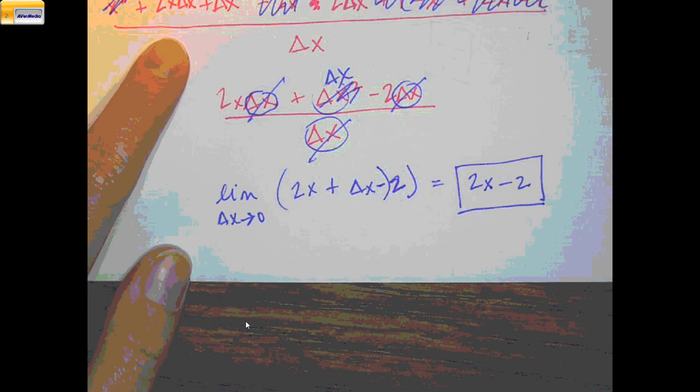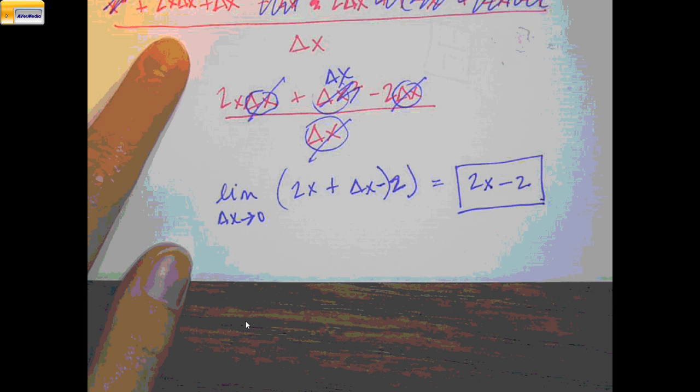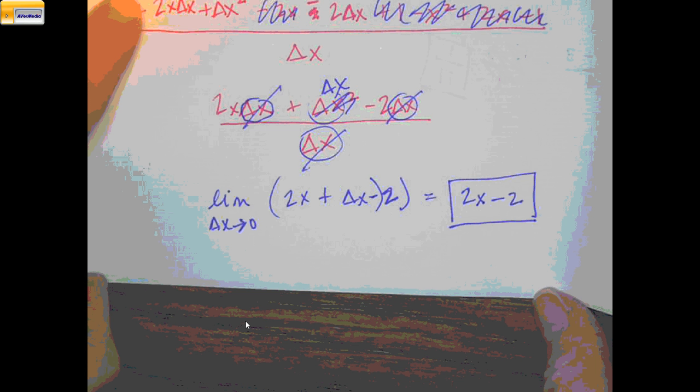Everybody okay with that? Because it needs to be. So delta x, the change in x, is going to approach 2x minus 2. Questions on that one? Yeah, here we go. Here's some work for you.